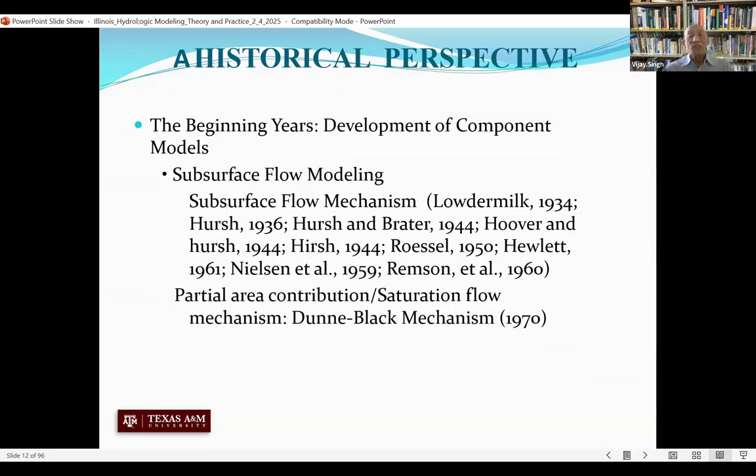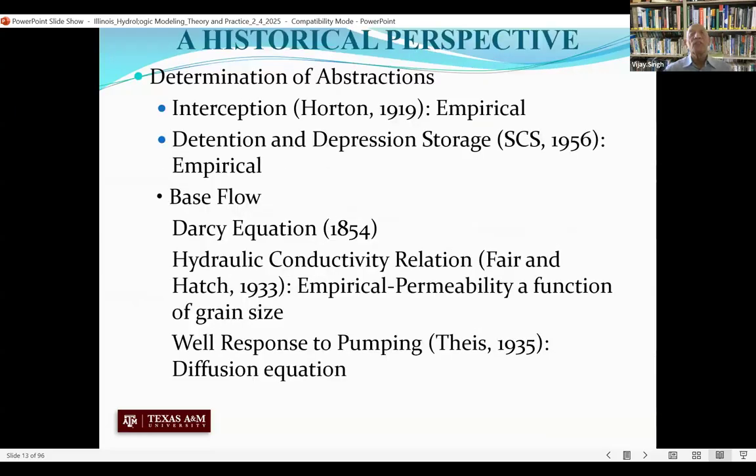And of course, subsurface flow modeling was developed by Lowdermilk in 1935, which described the subsurface flow mechanism. And then, later on, several other people followed. In 1970, Tom Dunne and Black developed the partial area contribution, or saturated flow mechanism. So now you see there are three mechanisms: the rainfall excess mechanism developed by Horton, the subsurface flow mechanism, and the partial area or saturated flow mechanism for the generation of streamflow.